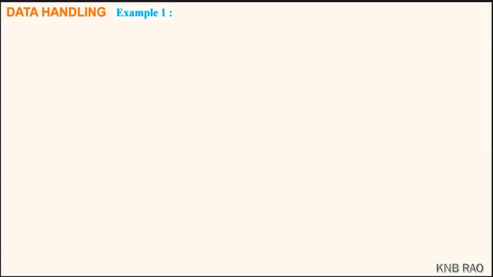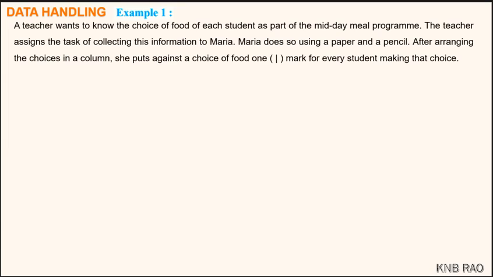Now coming to one example. Here I am taking example number 1. A teacher wants to know the choice of food of each student as part of the midday meal program. The teacher assigns this task of collecting this information to Maria. Maria does so using a paper and pencil only. After arranging the choices in a column, she puts against a choice of food a mark, a vertical mark for every student making that choice.